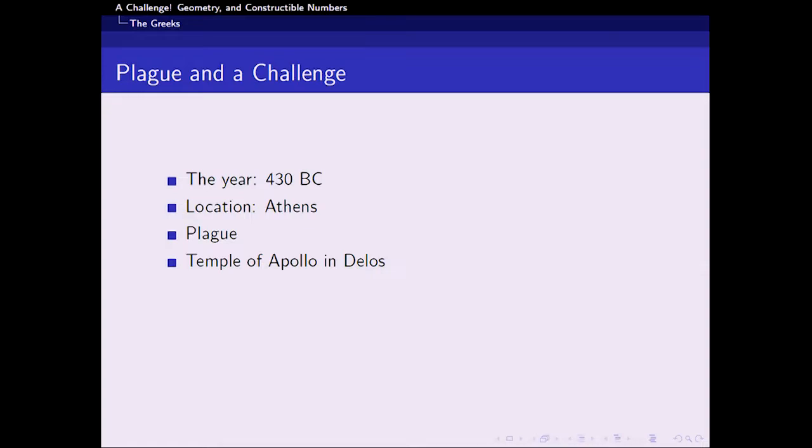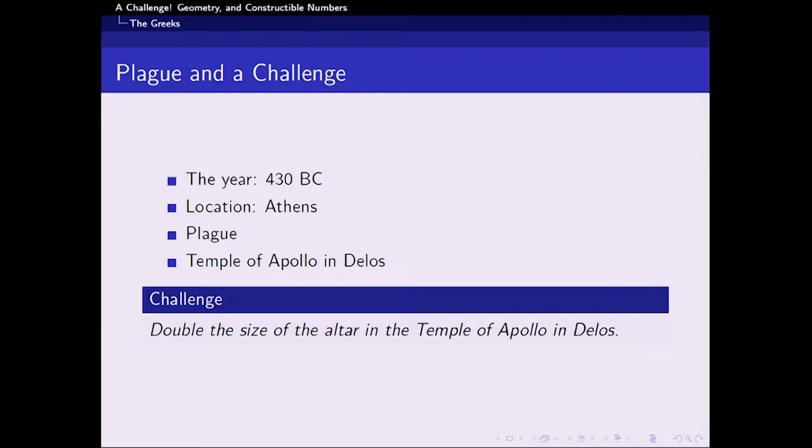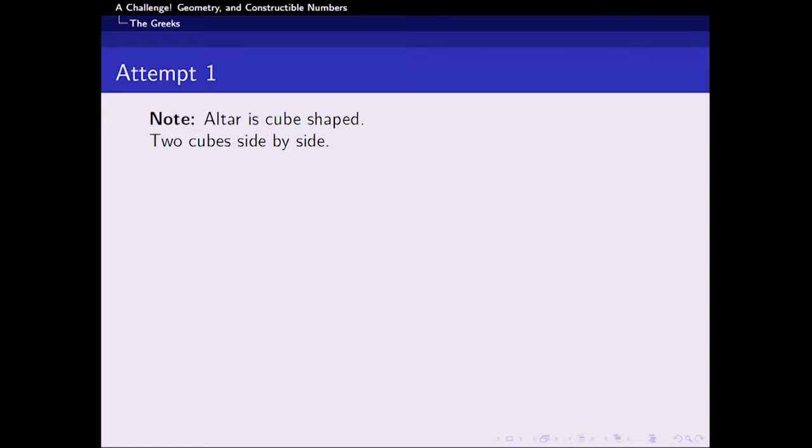There's a major plague, and so as a response, the citizens send a delegation to the temple of Apollo at Delos to ask for help from their gods. And so when they arrive, they talk to the priest, and their response is that they have to take the altar that's there at the temple and double it in size. And so just note that the altar is cube shaped, and so the idea is that they're trying to double a cube in size.